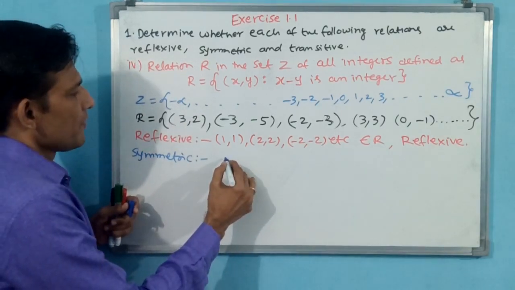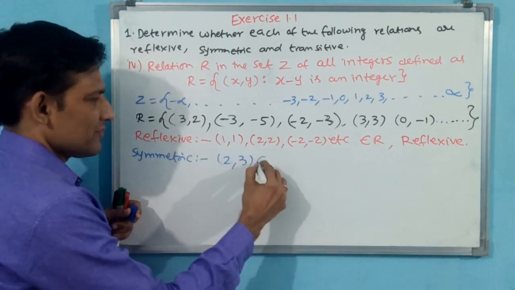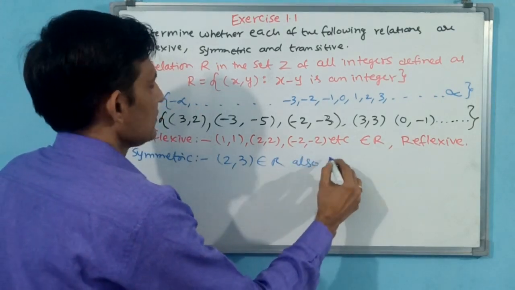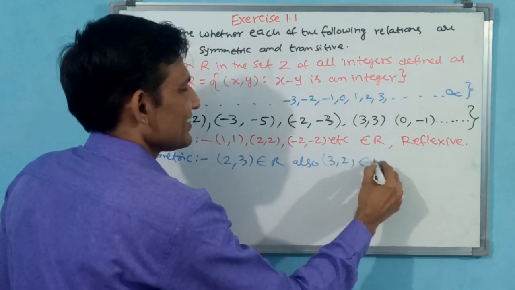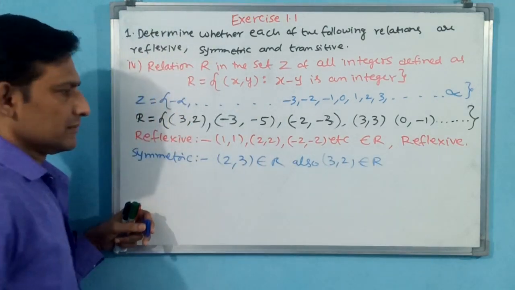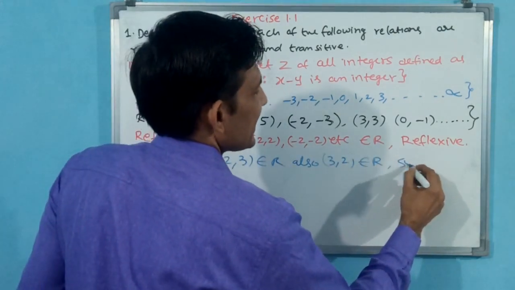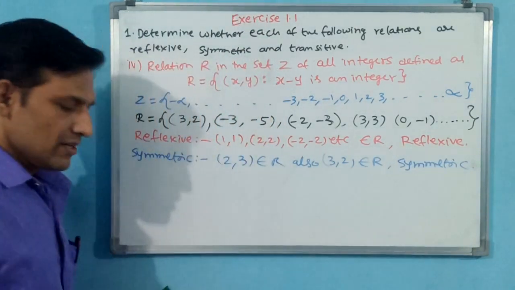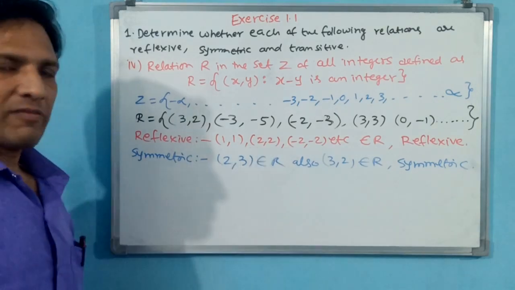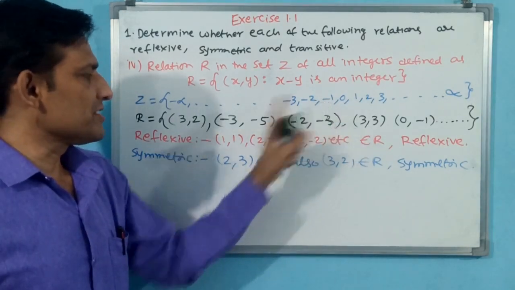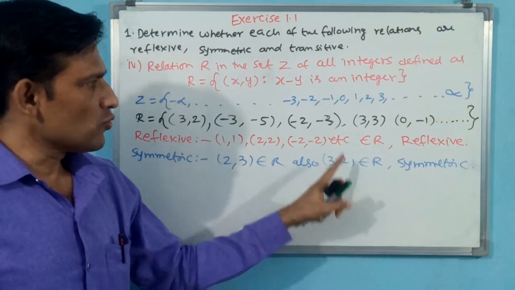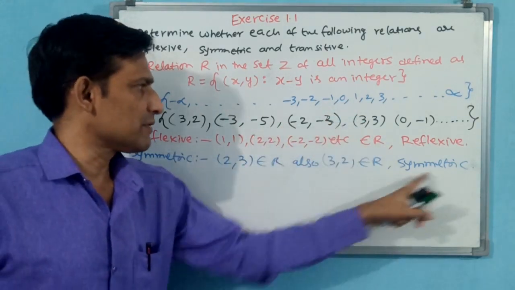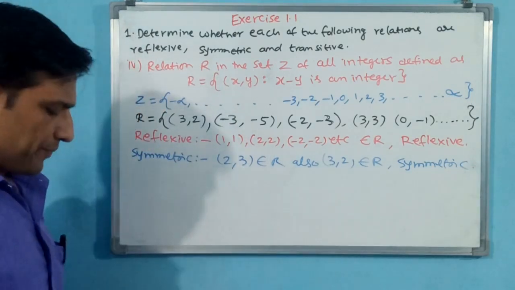You see. 2, 3 belongs to R. Also, 3, 2 belongs to R. Why? Because 2 minus 3 is minus 1, an integer, valid. 3 minus 2 is 1, and 1 is also an integer, valid. That means both can have the relation. That is why symmetric.